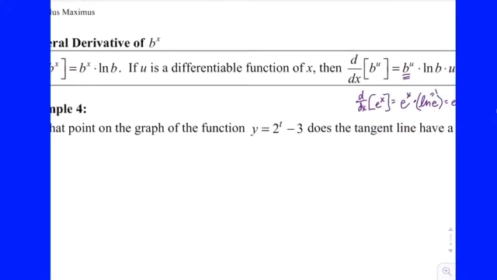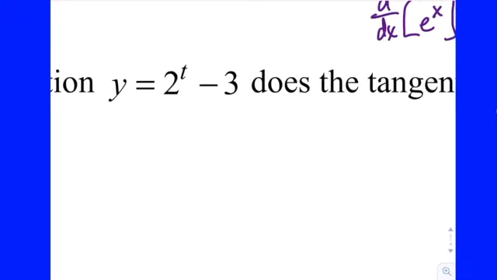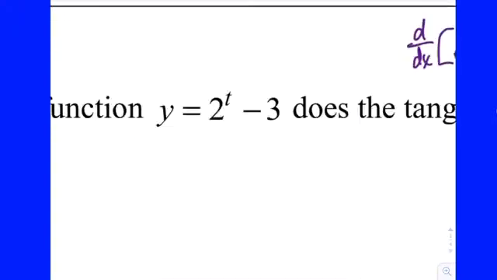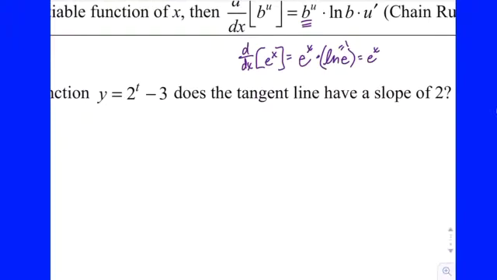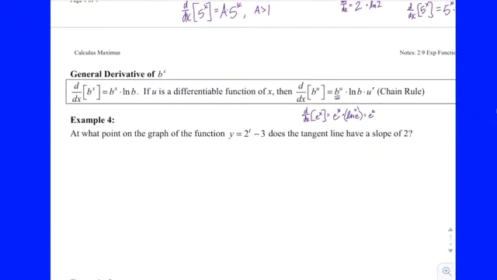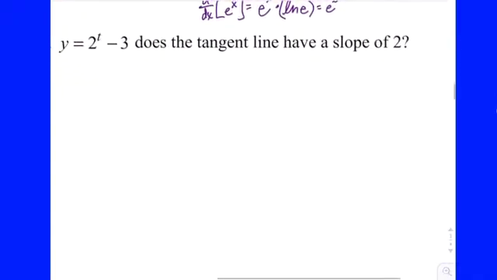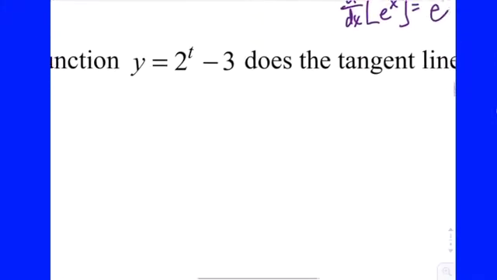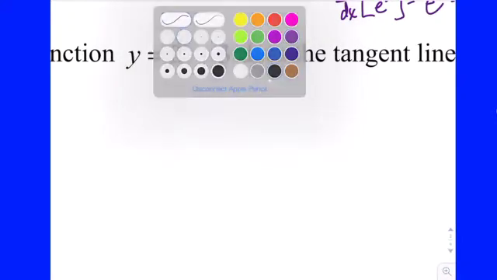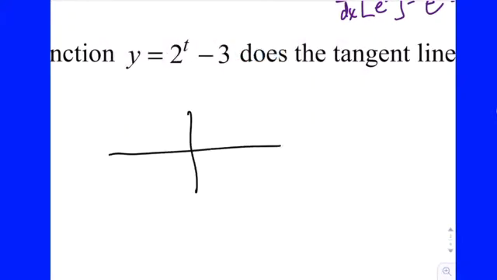At what point on the graph of 2 to the t power minus 3, so we have an independent variable t, not x, does the tangent line have a slope of 2? I'll let you do it. At what point on the graph of this function does the tangent line have a slope of 2? While you're working it out computationally, I'm going to go ahead and sketch it so we can refer to it graphically.